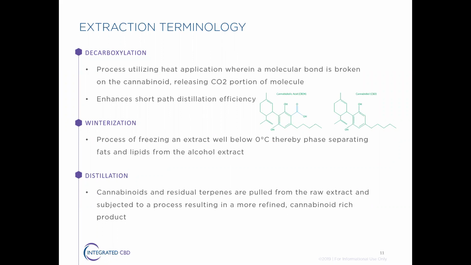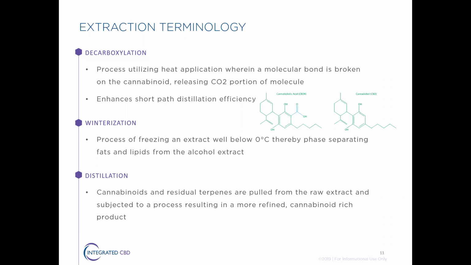Further terminology we need to cover before we go through the whole process are terms exclusive to the extraction process, specifically decarboxylation, winterization, and distillation. We'll begin with decarboxylation. Again, this is the process of applying heat to your hemp byproduct or extract or oil such that the molecular bonds of the acid variants are broken, releasing CO2 molecules from the extract. And the purpose of this is to enhance short path distillation efficiency and yield.